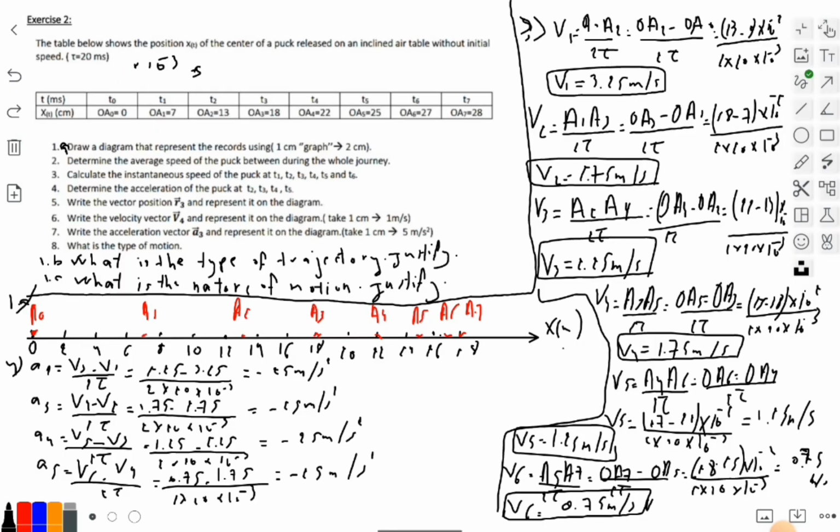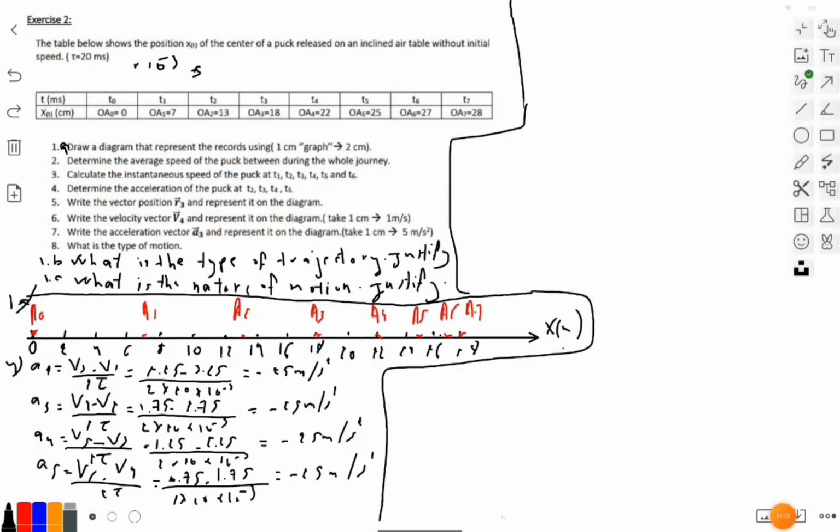Part 5. Write the position vector R3 and represent it on the diagram. R3, by definition, is equal to the OA3 vector. So it's equal to 18 i vector.